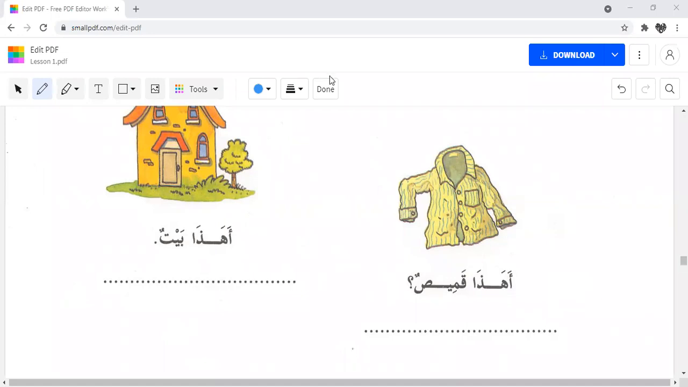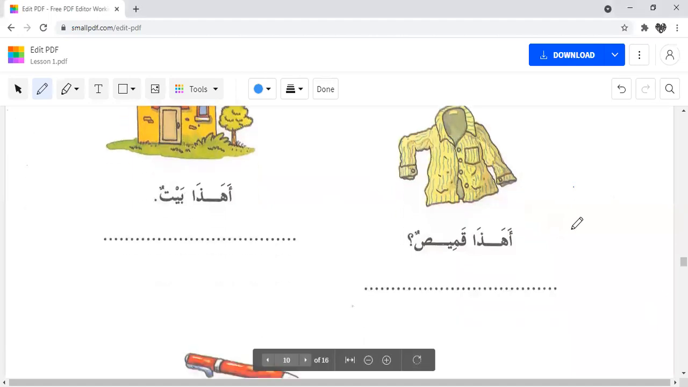Is this a house? Yes, this is a house. Is this a house? Yes, that's a house. Okay, thank you.